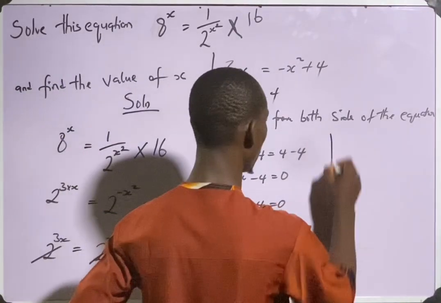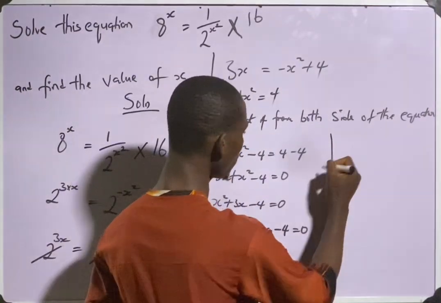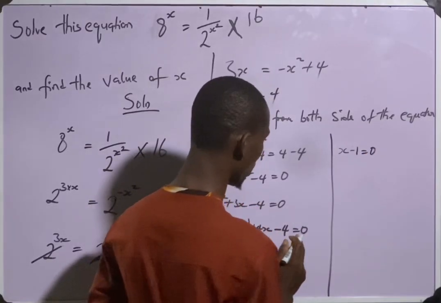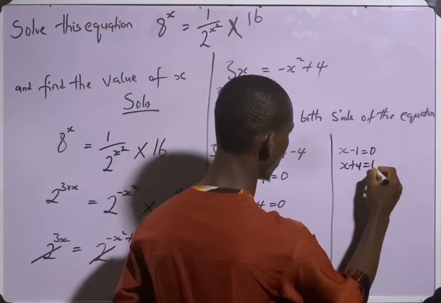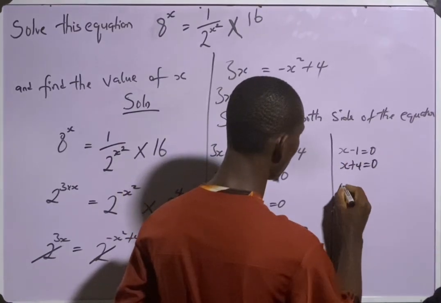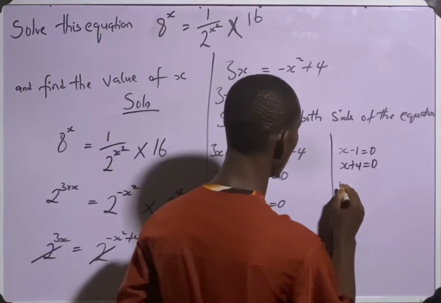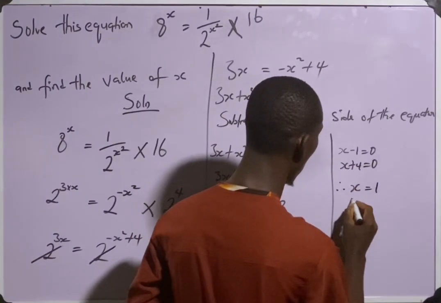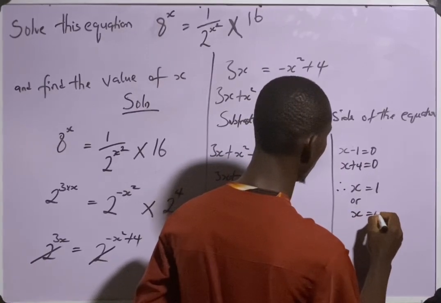We can still go ahead to solve it this way. So that we now have x minus 1 is equal to 0. Remember, this is equal to 0. Then x plus 4 is equal to 0. When we collect like terms, we have x, therefore x is equal to 1 or x is equal to minus 4.